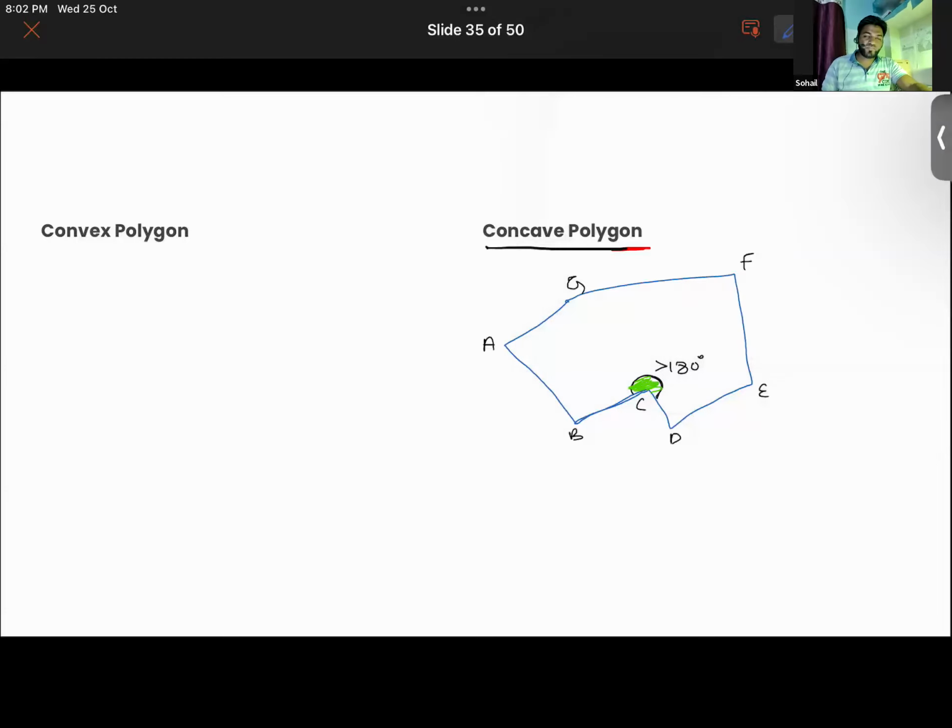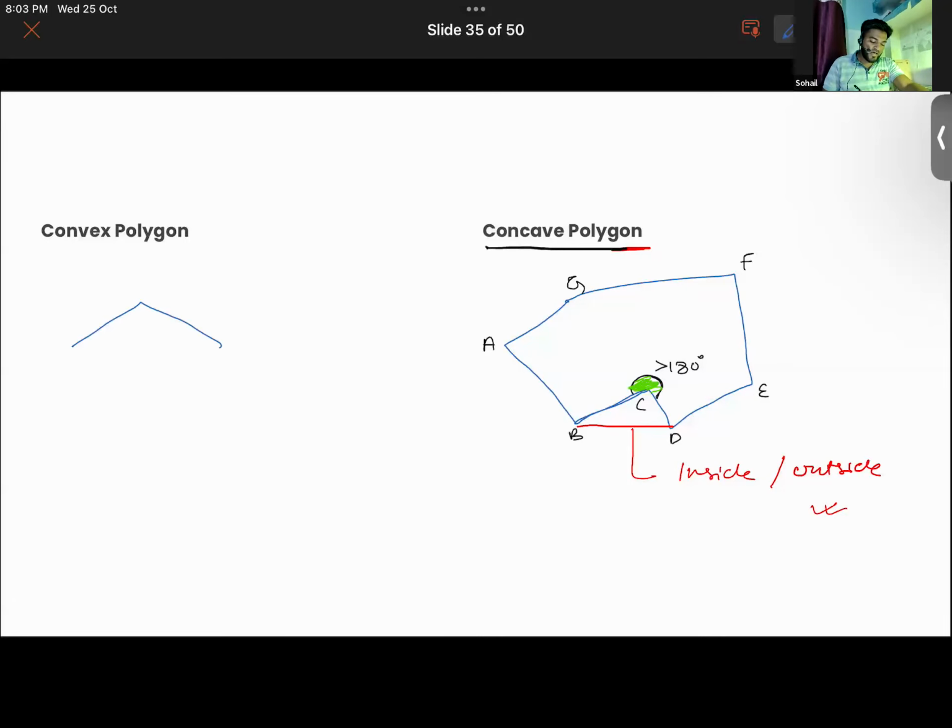And then if I were to join the opposite vertices, for example, B and D, is this line inside the figure or outside? Sir, outside. It is not lying inside the figure. So in the case of a concave polygon, two criteria are there. At least one of the angles should have a measure greater than 180, and the second thing is that the line joining the opposite vertices may or may not lie inside the figure. Is this point clear? Yes, sir. Good. Then just the opposite will be the case in the convex polygon.